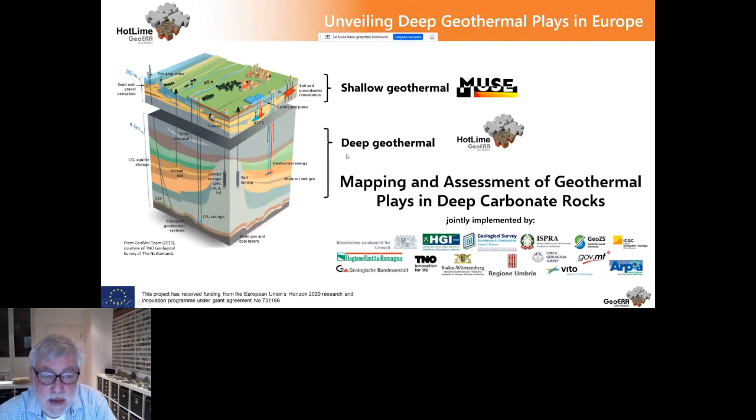So with the next presentation, we move from the shallow subsurface to the deep subsurface, both on geothermal energy. And the principal difference between the two levels is that in the deep subsurface, hard data are much less abundant than they are in the shallow subsurface. And the other thing is any geothermal installation is much more costly than in the shallow subsurface. So the approach is a bit different to MUSE, and you can see the consortium down here.